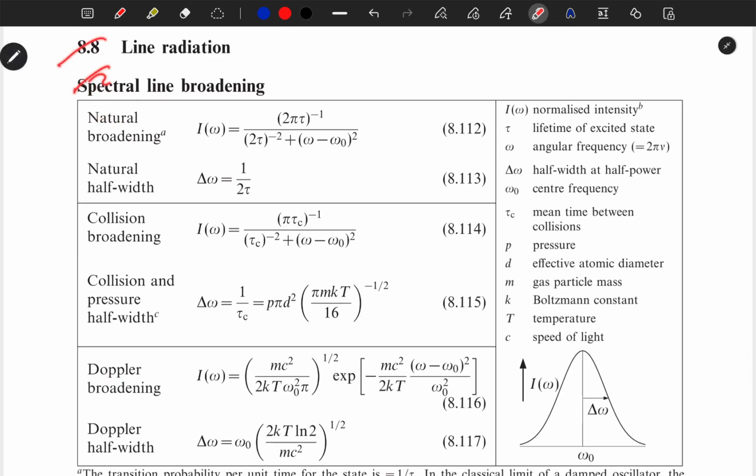Line radiation, the spectral line broadening. Natural broadening: I(ω), the normalized intensity, will be (2πτ)^(-1) divided by [(2τ)^(-2) + (ω - ω0)²]. Tau is the lifetime of the excited state, and the natural width Δω equals 1/(2τ). Collisional broadening: I(ω) can also be (π τc)^(-1) divided by [(τc)^(-2) + (ω - ω0)²]. Similarly, we can calculate collisional and pressure half width, Doppler broadening, Doppler half width.